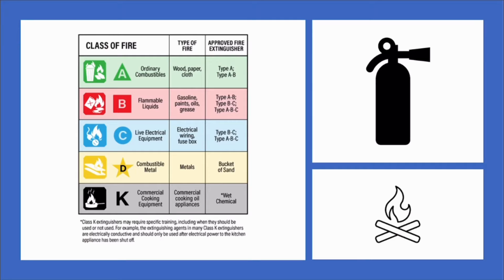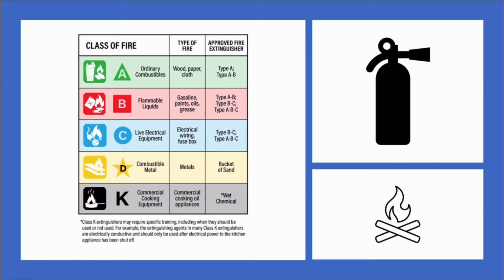A Class A fire consists of ordinary combustibles. A Class A fire extinguisher contains water to remove the heat from the fire by cooling it. A Class B fire occurs when flammable or combustible liquids ignite. A Class B fire extinguisher contains chemicals to smother the fire.